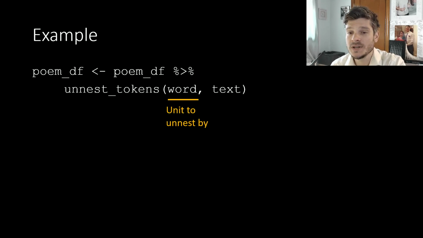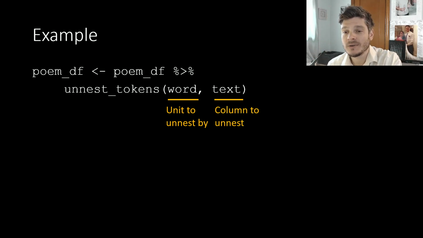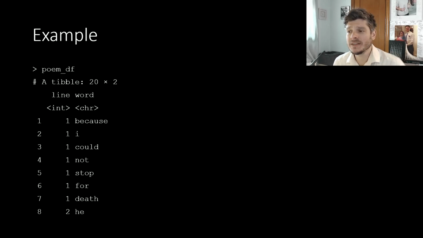So the first one is going to be the unit to unnest by, and again, that's going to become my new column, right? So basically collapse it, right? And that's going to be my new column. We're going to separate it out, and then I need to specify what was the original column that I want to unnest. And again, I had stored that in the column titled text in my original data frame. So when I run this, here we go.